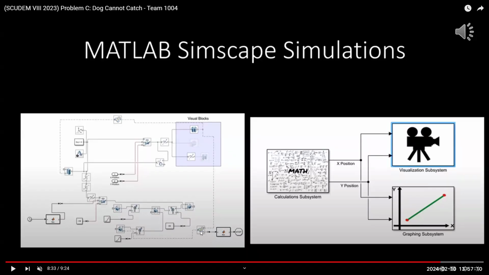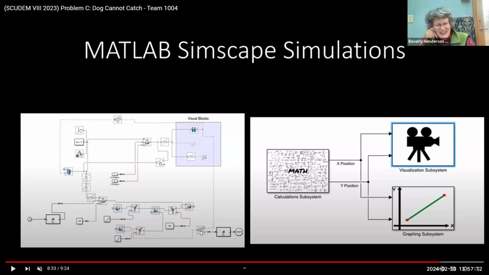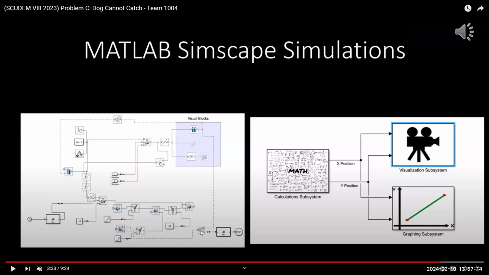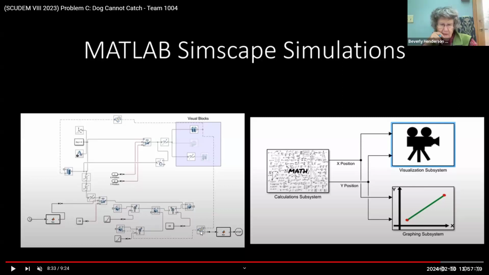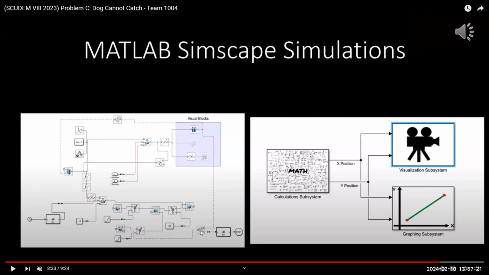It was just going through and taking its time. So I added that in so that we didn't waste time with long simulation processing. But there's definitely some neat things you can do in Simscape.